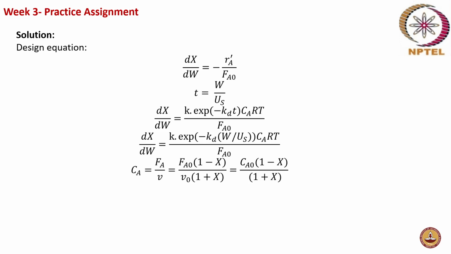And then there's a concentration term Ca. So now I'm modifying this to known parameters that can be derived. Here I have written Ca is equal to Fa by V, where Fa is the molar flow rate and V the volumetric flow rate, and that is equal to Fa naught into 1 minus x by V naught into 1 plus x. Why have I written V naught into 1 plus x?